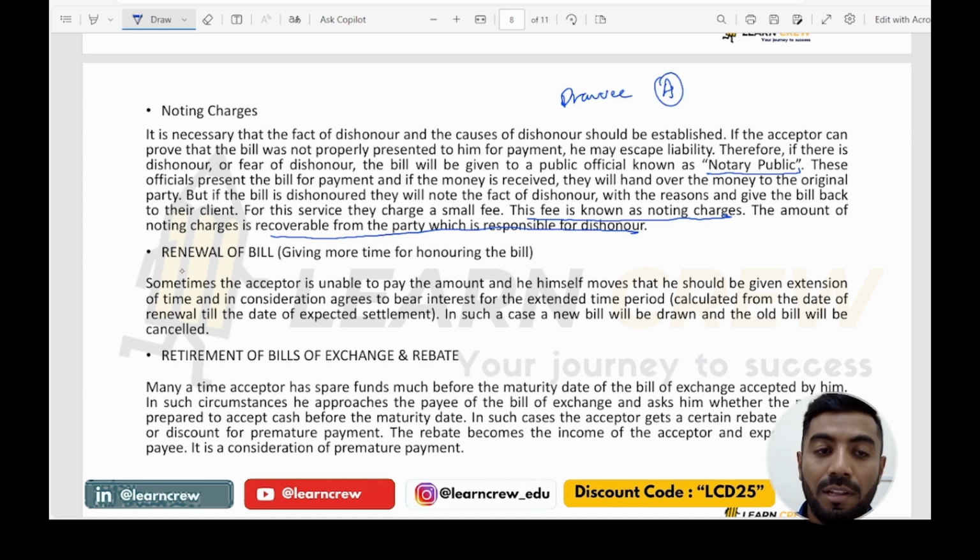Okay. Renewal of the bill. The next topic is renewal of the bill, wherein in certain cases the drawee will not be able to pay the amount within the due date. So he'll ask to renew the bill for an extended period. That is called renewal of a bill. Then we have retirement of a bill. Retirement of a bill of exchange means, like we discussed, if he is paying within the due date, then a certain amount known as rebate, that is a discount, will be given to him. Okay.